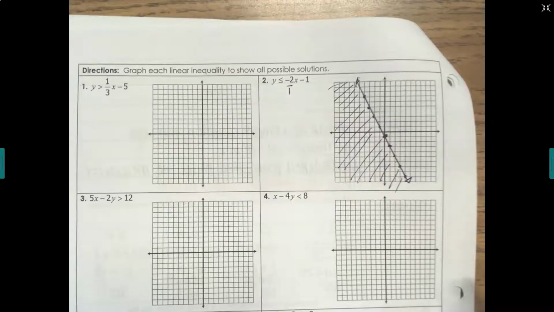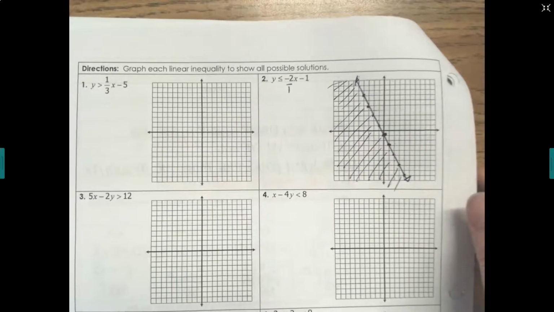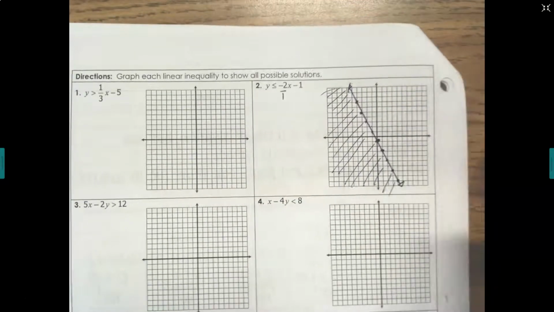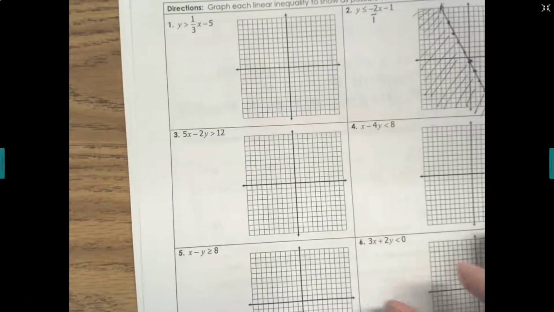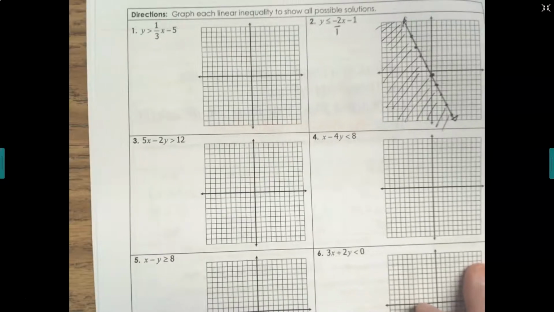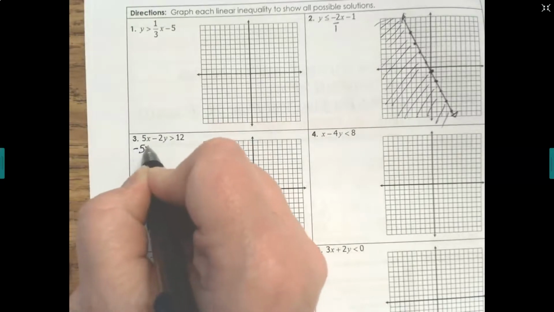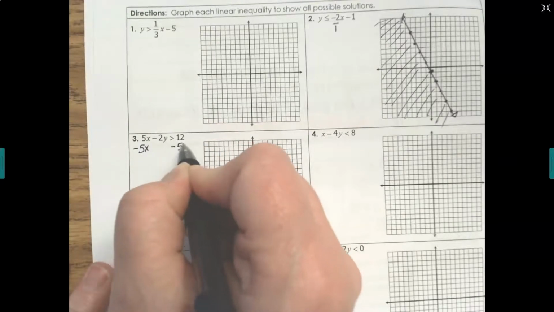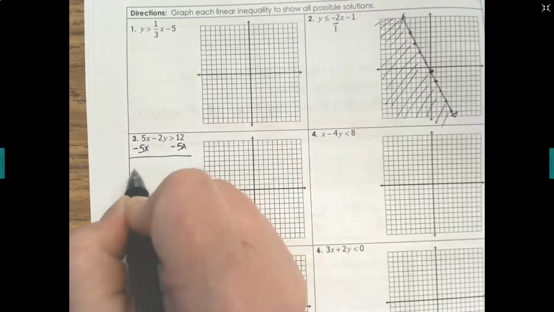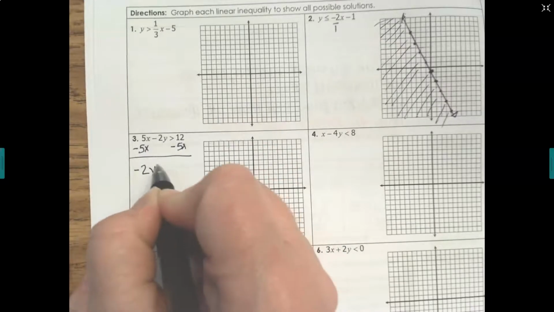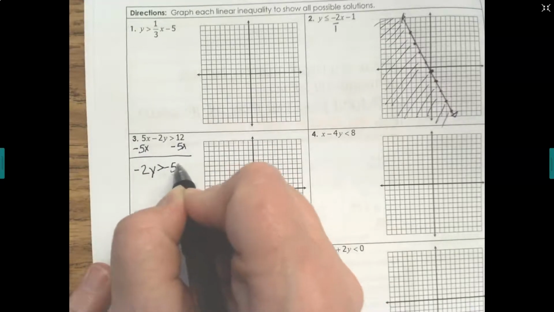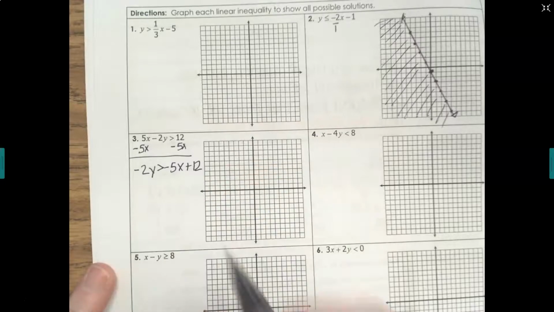Okay, let's try number 3. Looking at number 3, it's not in standard form. So to make it in standard form, we're going to move the x value to the other side of the inequality. So I get negative 2y is greater than negative 5x plus 12.